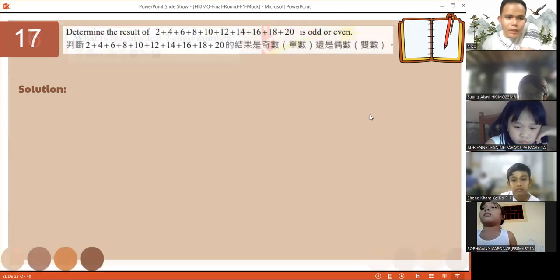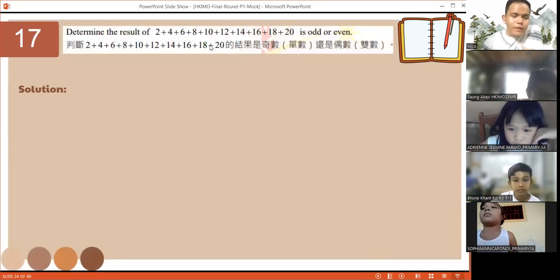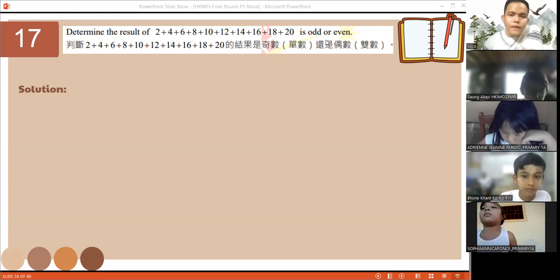Okay, let's have number 17, first one. Determine the result of 2 plus 4 plus 6 plus 8 plus 10 plus 12 plus 14 plus 16 plus 18 plus 20, if it is even or odd.